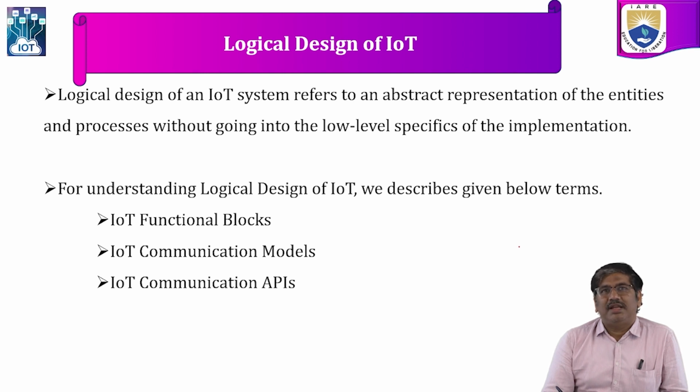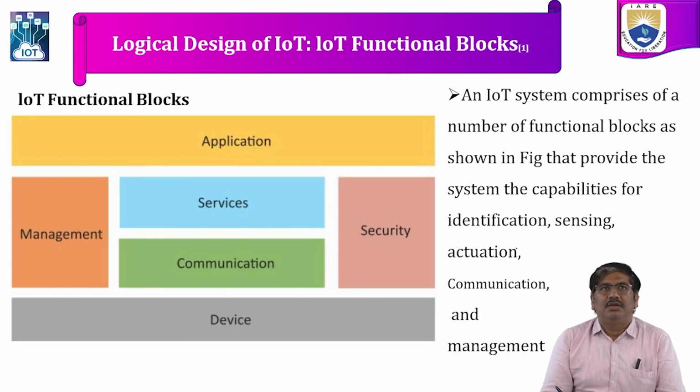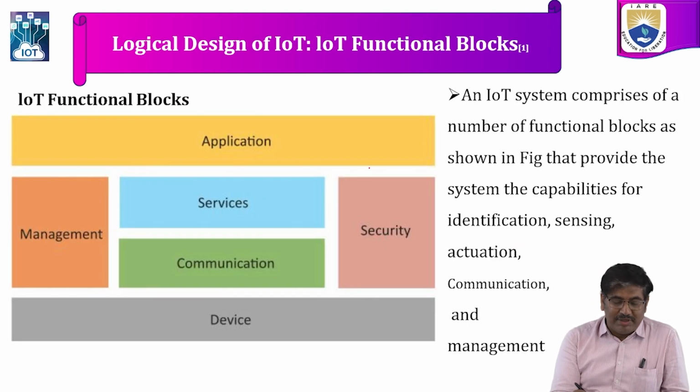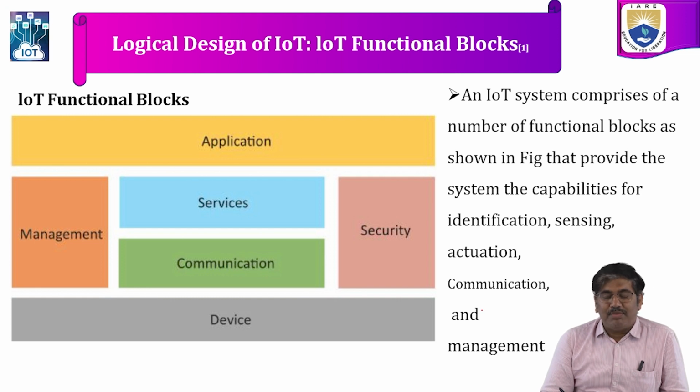For understanding the logical design of IoT, we will see a few terms corresponding to it. They are IoT functional blocks, IoT communication models, and IoT communication APIs. The IoT functional blocks consist of a number of functional blocks, as shown in the figure, that provide the system the capabilities for identification, sensing, actuation, communication, and management.